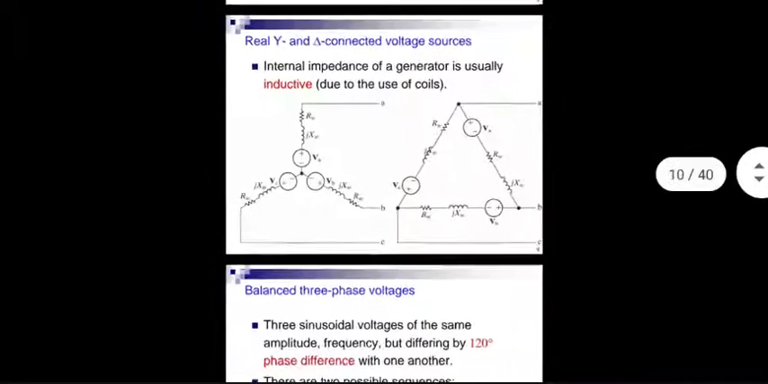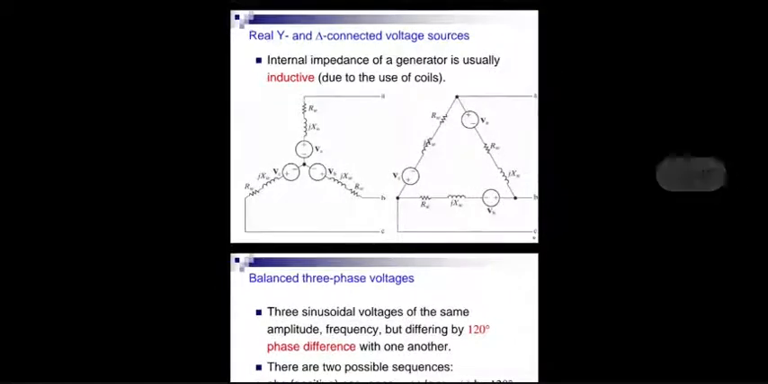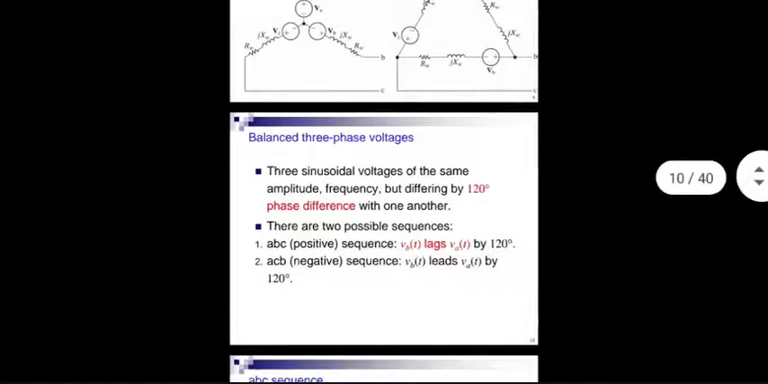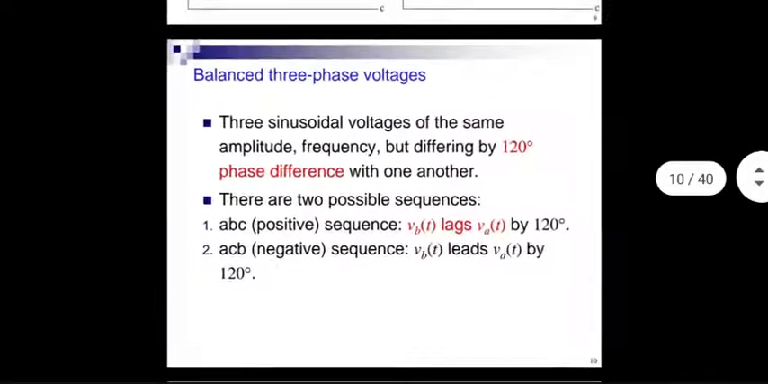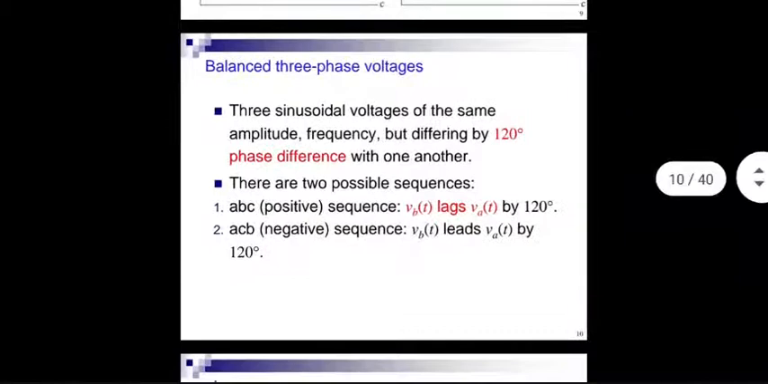And of course, whether delta or Y, it's the same story in both cases. These three sinusoidal voltages have to have same amplitude, same frequency, and they differ by 120 degree with each other. And that can be plus or minus, by the way, both. In fact, they are mentioning it right here. If you have minus 120 degree and minus 240 degree, then it is called positive sequence. And if you have plus 120 degree and plus 240 degree, then it is called negative sequence. There is a reason for it.